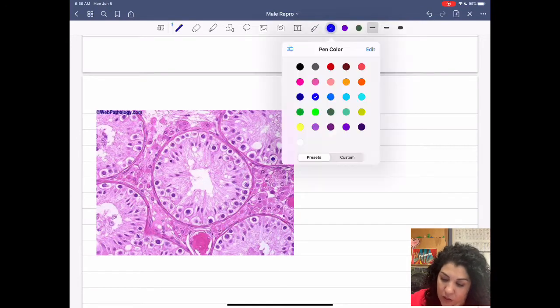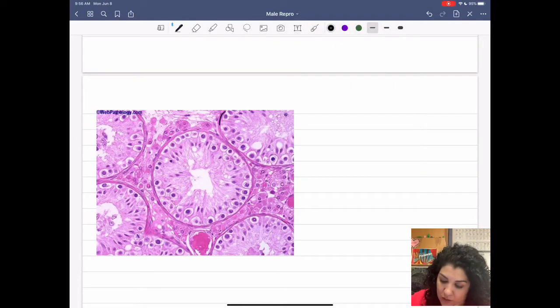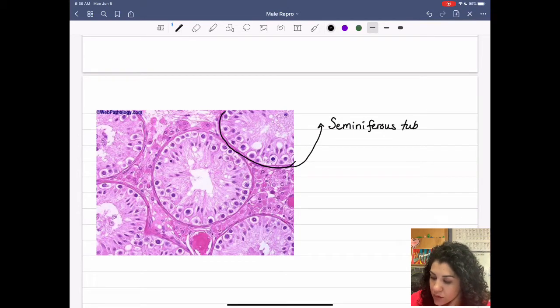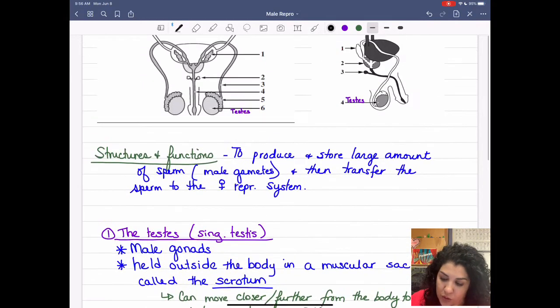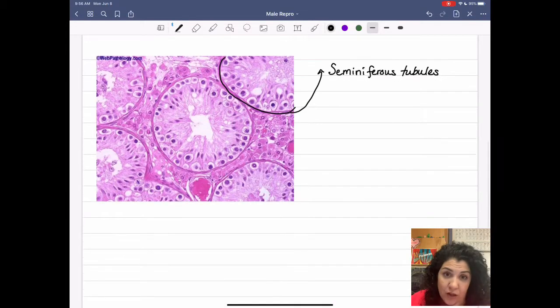Okay, so I'm going to use black here and I'm going to go like that. And so that is seminiferous tubules. Okay, and the seminiferous tubules, I don't have a picture for that, but I'm going to try and find one in just 1 second. So the seminiferous tubules, this is where sperm is made.